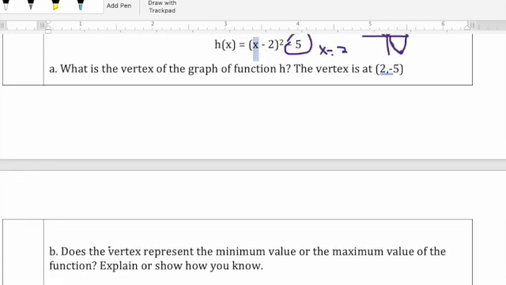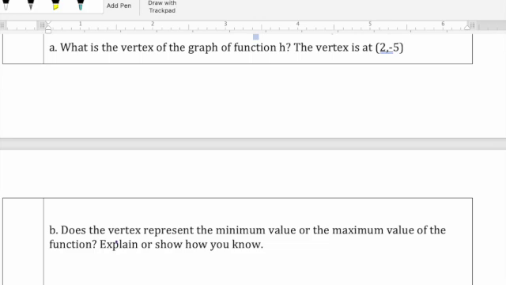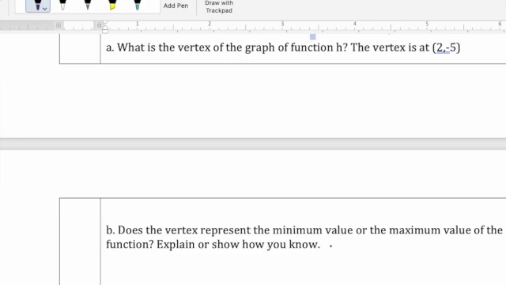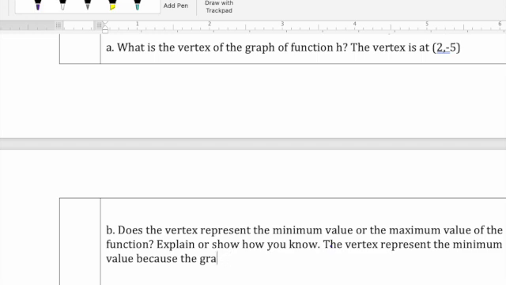Does the vertex represent the minimum or maximum? Ooh, did I do this? I know it actually found it correct. It's minimum. I'm like, I hope I chose minimum. If I didn't, the calculator did it correctly regardless. But I would put in the correct one. So, minimum. Right, because the graph formed is positive.